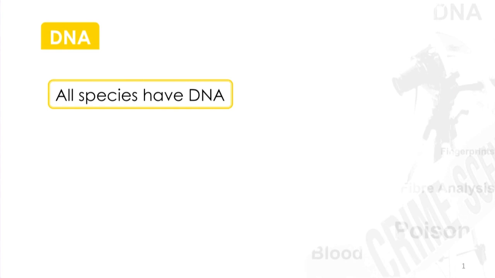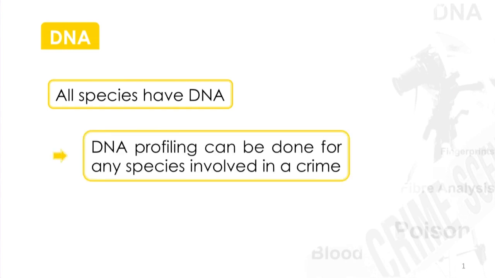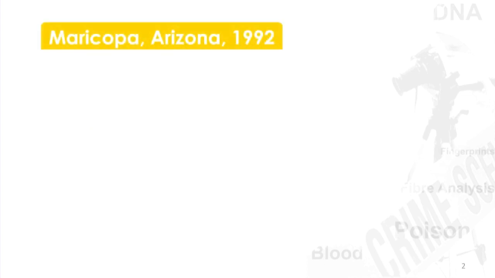Well, so far, we've talked about the DNA of human beings. But all species have DNA. So in principle, you could do DNA profiling of any species if that living organism was involved in a crime. So one excellent example is the Maricopa case from Arizona. And it dates back to 1992.